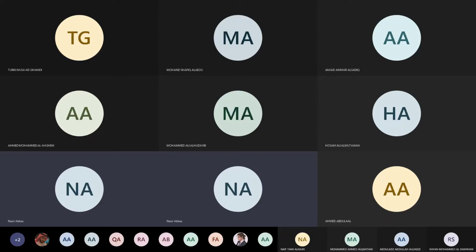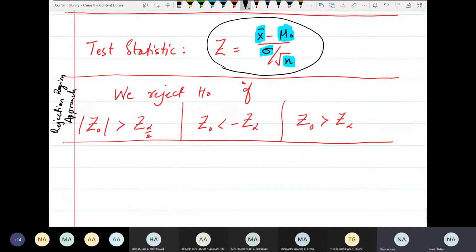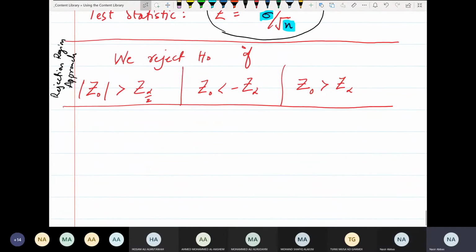That is more popular than the rejection region approach that we discussed. That approach is called the p-value approach. And keep in mind, both of these approaches will always give you the same decision as long as your alpha is the same for both approaches. So today we are going to discuss the p-value approach.